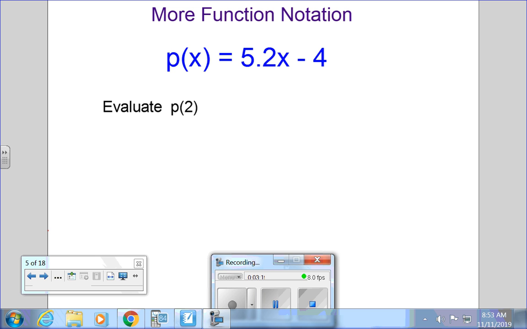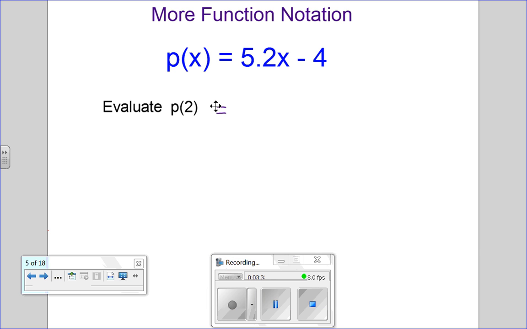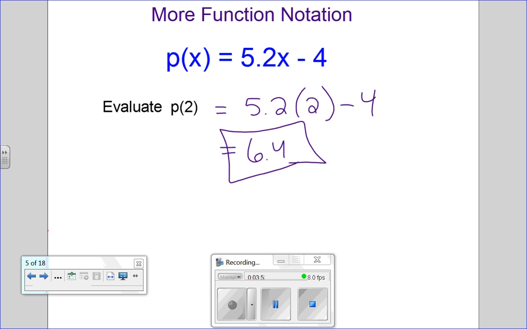So what would I do? You would do math. You're right. But what would I do more specifically? Jose? Ava? Put 2 in for x, so it'd be 5.2 times 2 minus 4. Yeah. So if you need a calculator, grab it. I'm grabbing mine. Nick got it. What did Nick get? 6.4. Perfect. So p of 2 equals 6.4. The input was 2. The output was 6.4. The 2 is our x. The 6.4 was our y, basically.